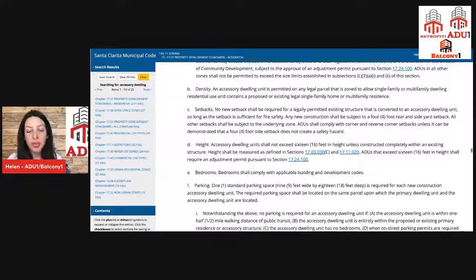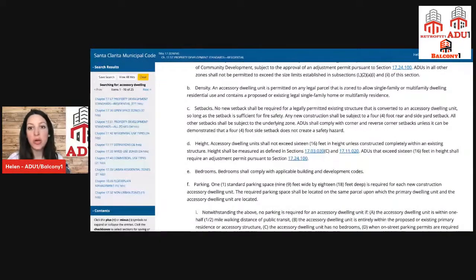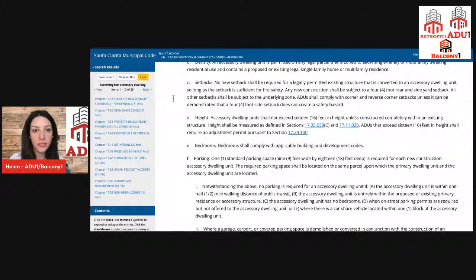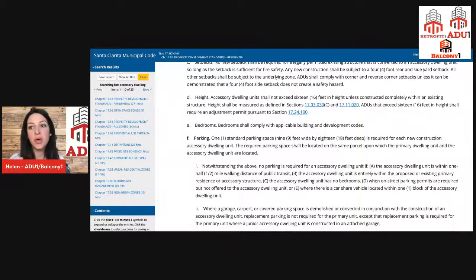So for conversions, no new setbacks are needed, but all new construction must conform to 4 feet side and rear. That means the new construction, whatever we're building, has to be 4 feet away from your side property lines and your rear property lines. And they still also adopt the 16-foot height limit, except, of course, if it's a conversion from a legal existing structure. If it's already there and it's higher, then you are permitted to use that height.